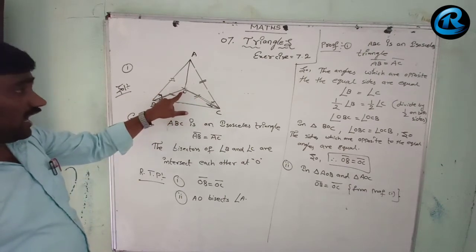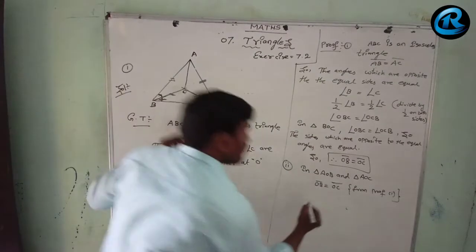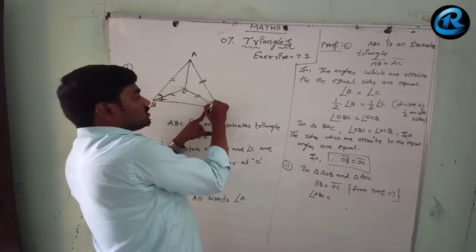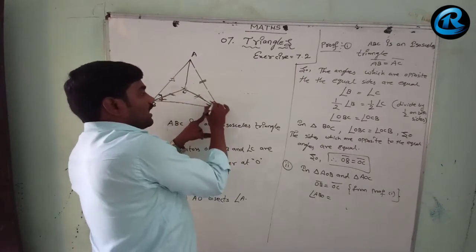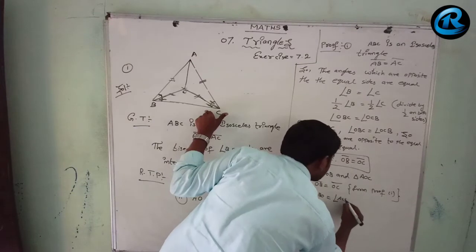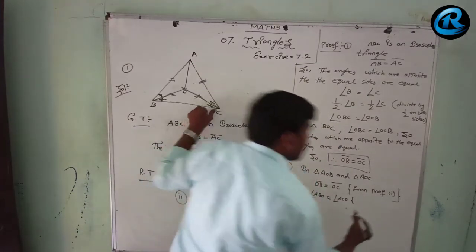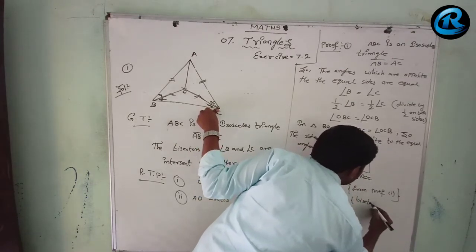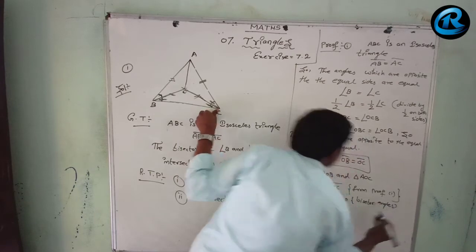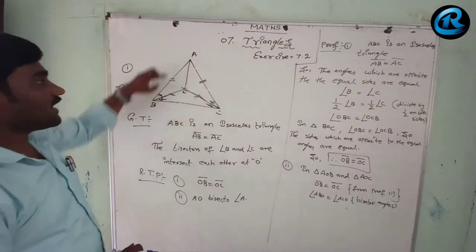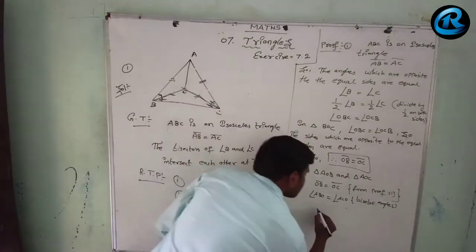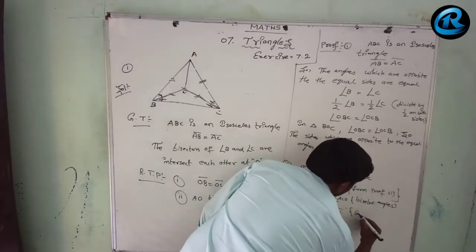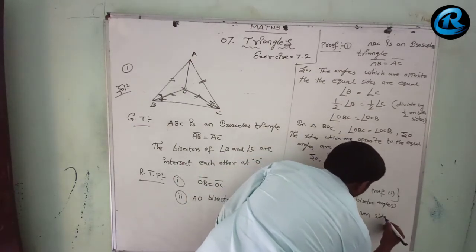So angle ABO is equal to angle ACO. These two remaining angles, as the bisected angles, are equal. Then again AB equal to AC. These are the given sides, already they have given the sides.